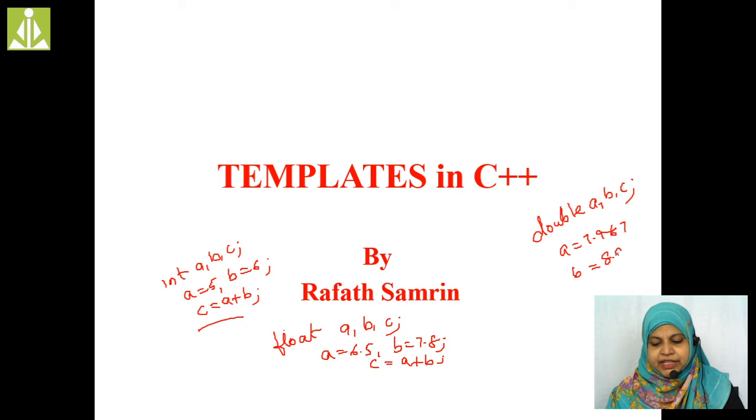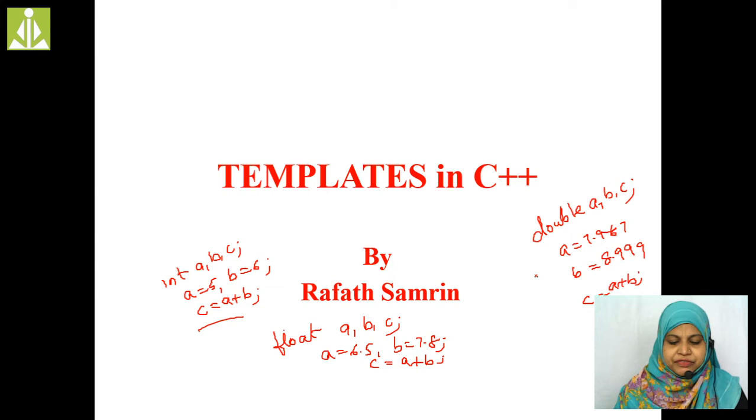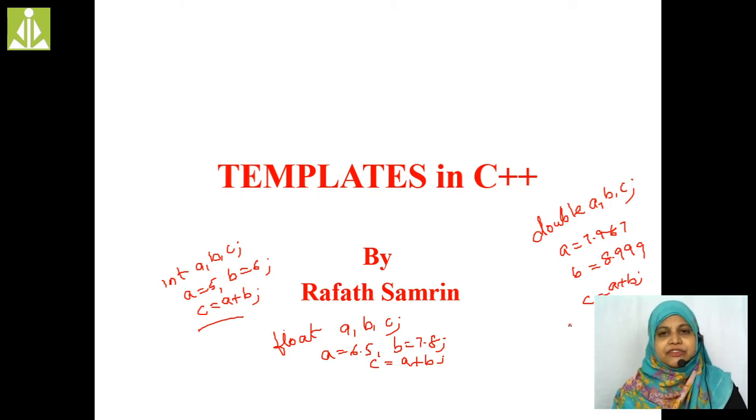So here we are performing the same operation, addition of two numbers only, but we are performing it on different data types. In that case, for every data type we have to write separate code.